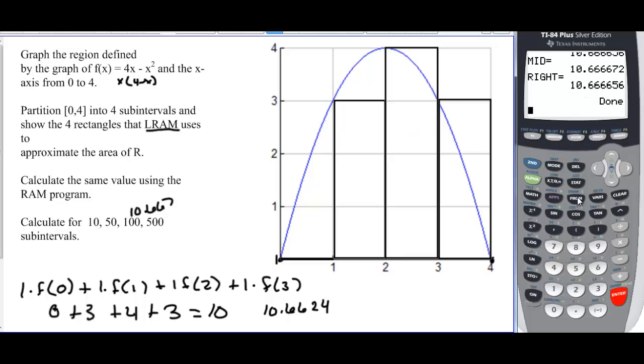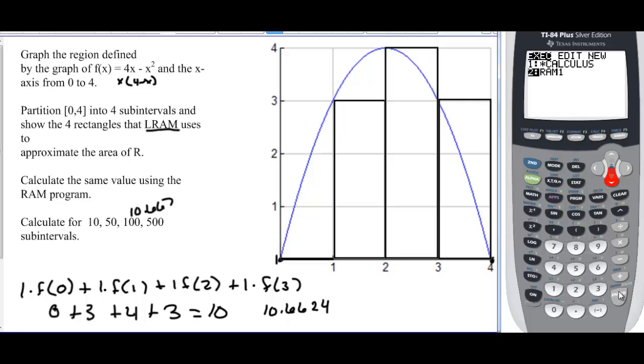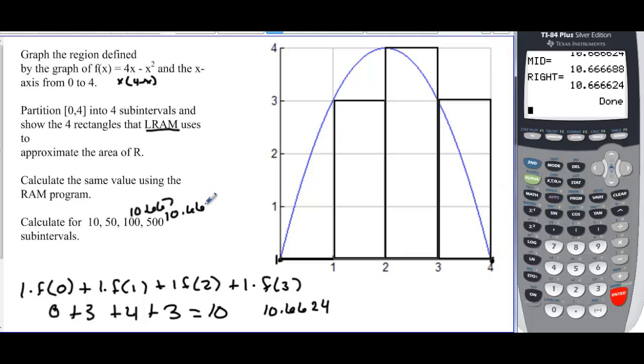Now we're going to run the program. RAM. Enter. We have 0 to 4, and we have 500 subintervals. Now this is going to take a long time, but through the magic of editing, it will seem like it goes pretty quick. But if your calculator is taking a while to find this answer, don't be surprised. Now we have 10.666624, and this one to 3 decimal places is 667. So pretty sure that the answer is 10 2/3.